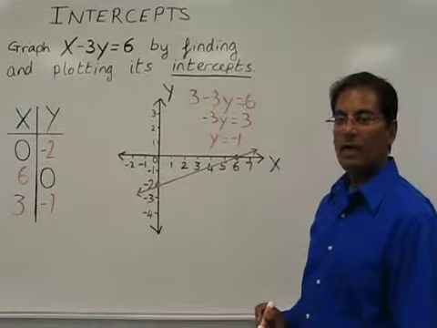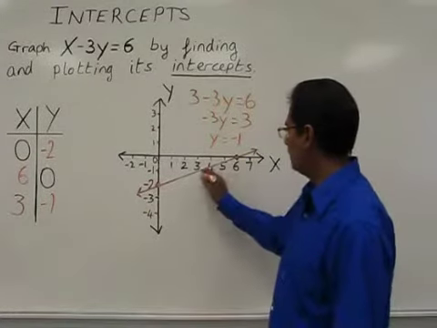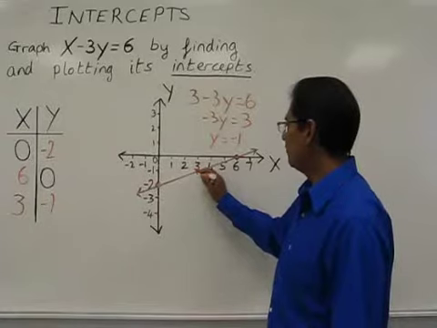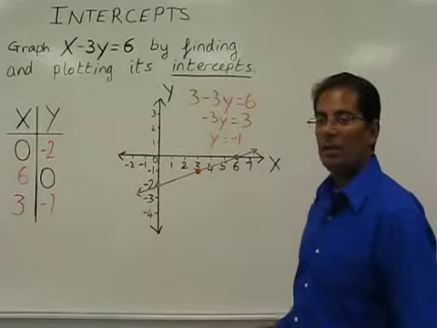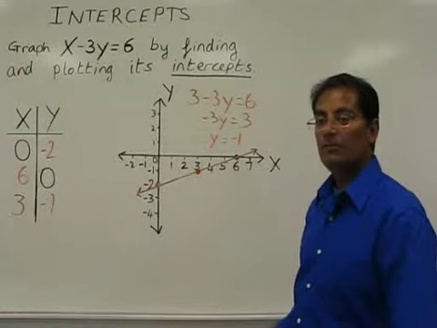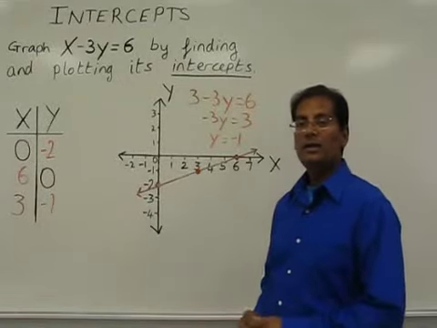X equals 3, y equals negative 1, and we can see that actually does fit. Just to verify that we've drawn it correctly, sometimes we put in another point. So there's a method of drawing the line using the intercepts.